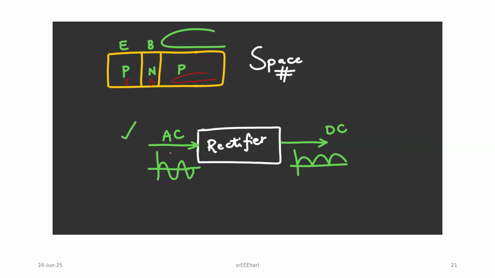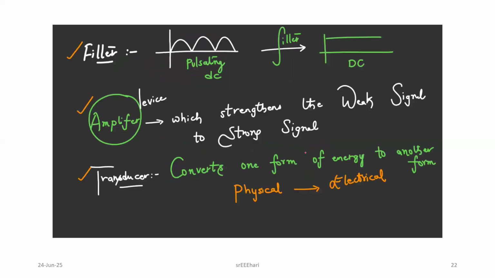A rectifier converts an AC signal to DC. This DC is called pulsating DC. A filter makes this pulsating DC almost constant DC, using a capacitor filter or inductor filter. Amplifier, where do we use it? In mics. It's a device which strengthens a weak signal to a strong signal. When I speak in a low voice, it raises the signal to a higher level. Transducer converts one form of energy to another form, for example physical to electrical signals.